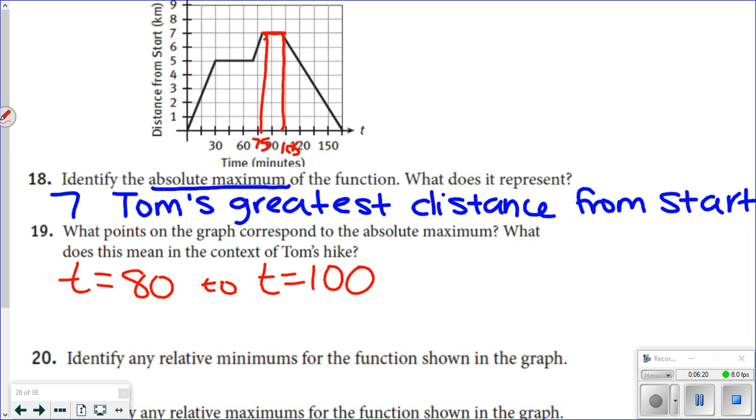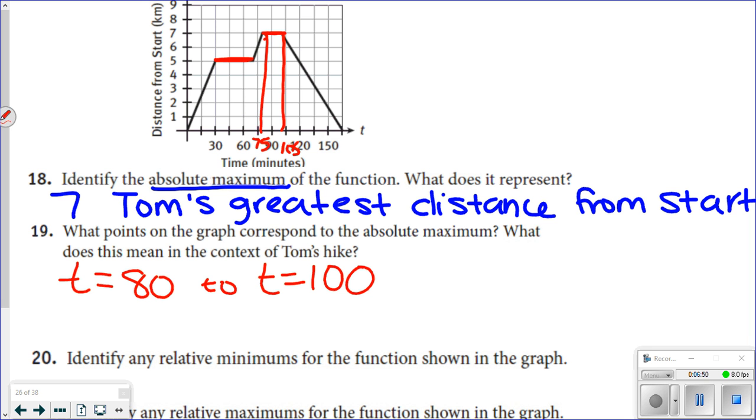So what do you think this means? Why do we have a little flat line here, and another flat line here? What do we think Tom's doing? Well, Tom is probably stopping to rest, sitting down, taking a break, resting his feet. Maybe he's drinking water, eating some lunch. Who knows? Maybe he's pooping in the woods.